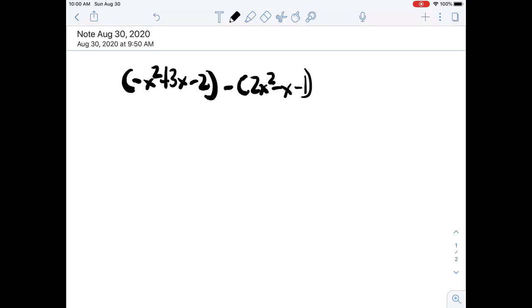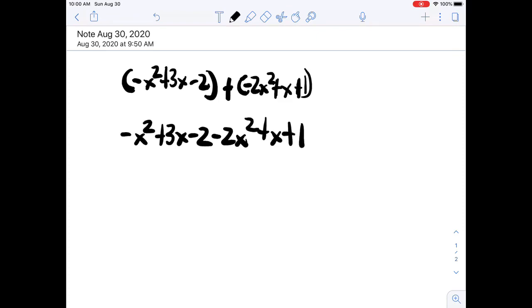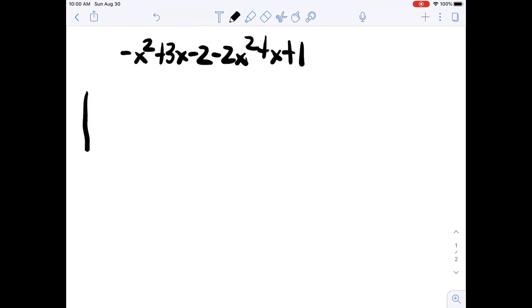Let's say we need to use algebra tiles to determine the result of subtracting these two polynomials. So what we'd first do is we'd write it out, but the second polynomial as the inverse polynomial because we are subtracting here. So we get negative x squared plus 3x minus 2 plus, I'm just going to change the signs up here, so we get negative 2x squared plus x plus 1. And from here we would model it out.